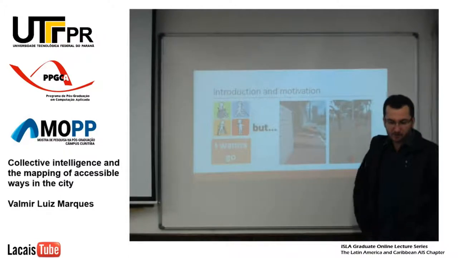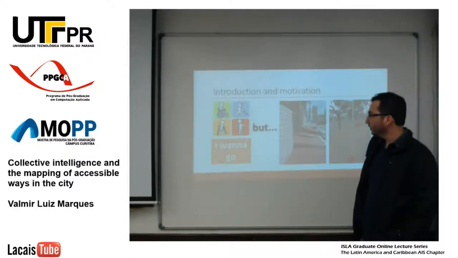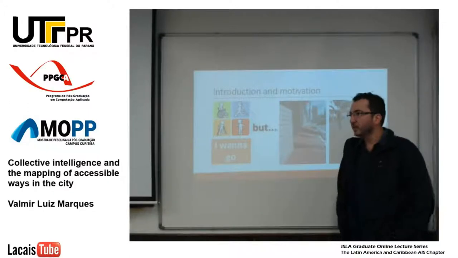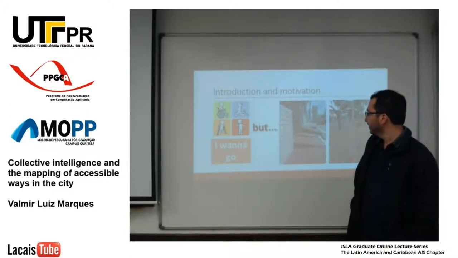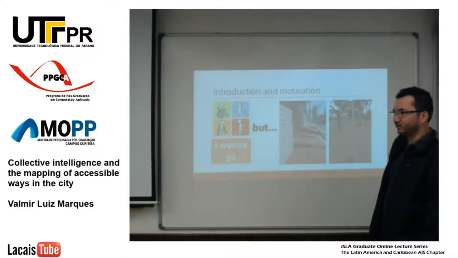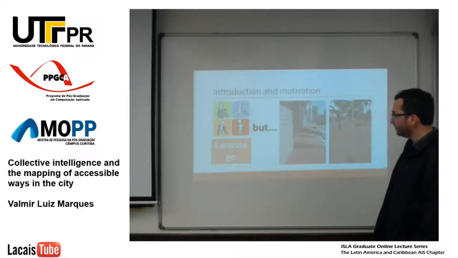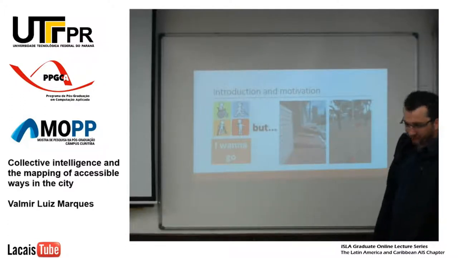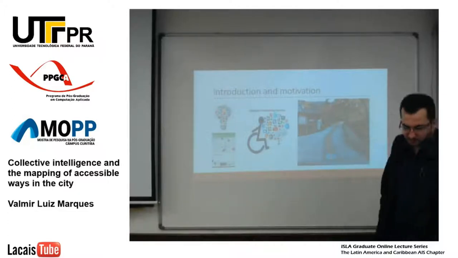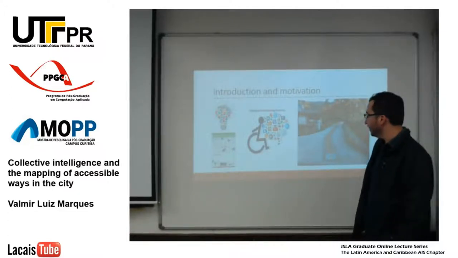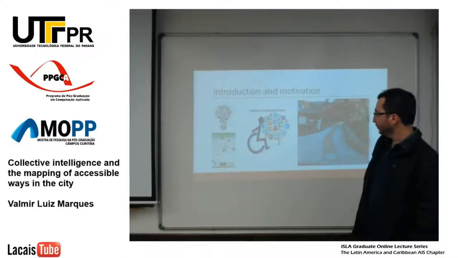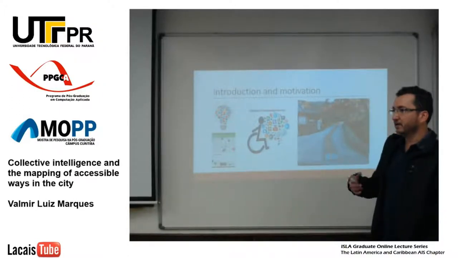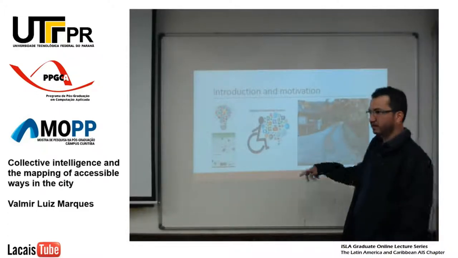About the introduction and motivation: why do we do this job? We want to improve urban mobility for impaired people, especially visually impaired and mobility impaired people. We have this situation in our cities, especially in Brazil, with poor sidewalks, and these people just want to go, but we have this situation here. Our idea is using crowdsourcing to improve the situation. We want to use the power of the crowd to collect intelligence to make a map, mapping the occurrences in the city.